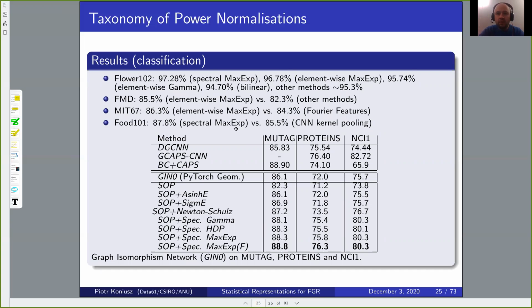Just to give you an idea of the results on fine-grained recognition over all datasets: Flower 102, for spectral max exp, we obtain over 97%. Element-wise performed a little bit worse. Element-wise gamma even worse, and just bilinear operator was the worst performer. On FMD, again, element-wise max exp outperformed other methods. On MIT, element-wise max exp outperforms, for instance, the Fourier-based features. And on Food 101, which is a large-scale fine-grained food recognition dataset, we, for instance, outperform kernel pooling.